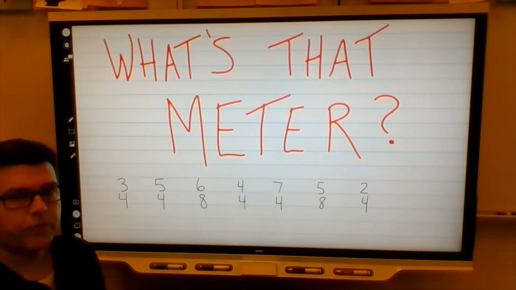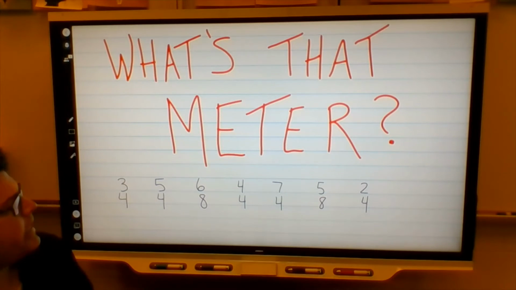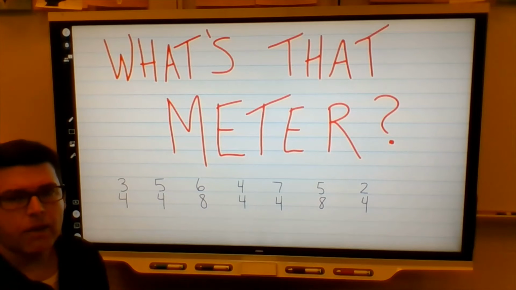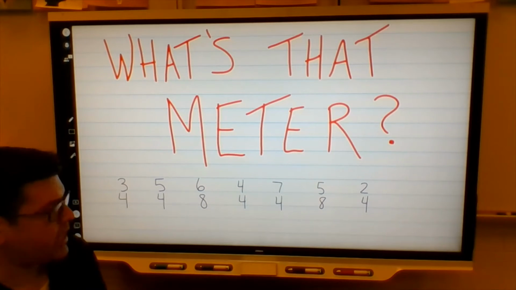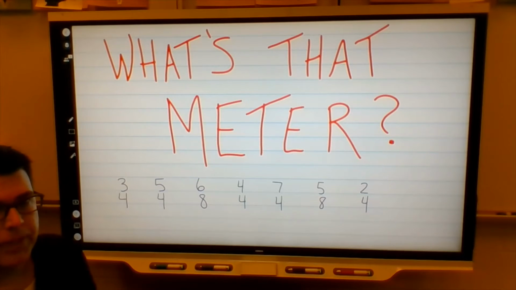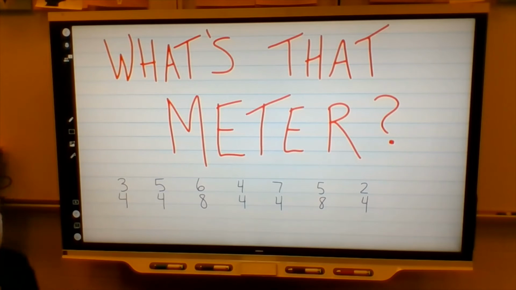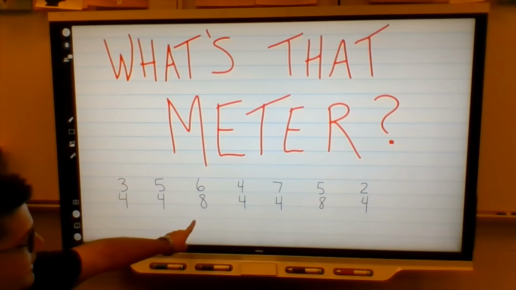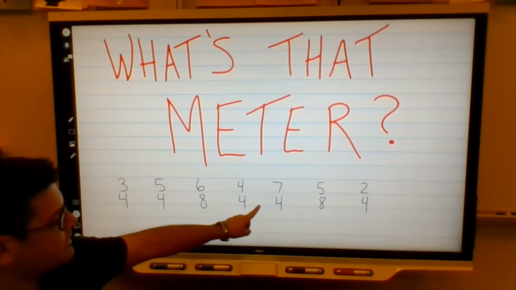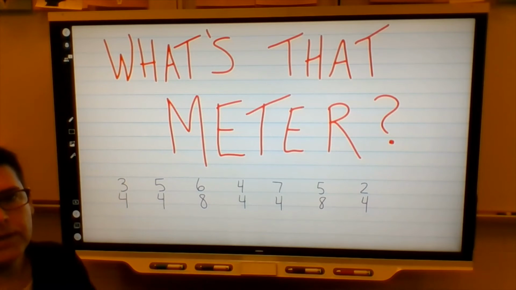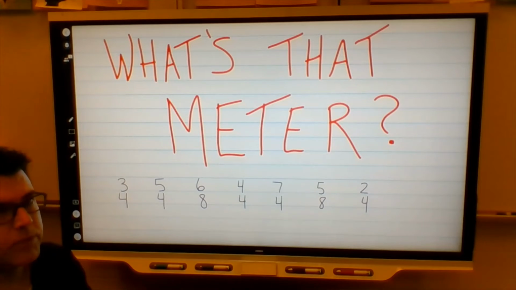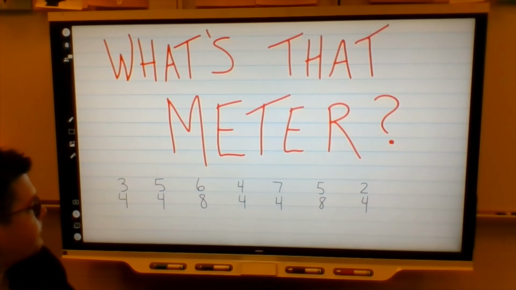Alright, it is time for a round of What's That Meter? I will play on the drums in a different meter every time, and your job is to guess which meter am I playing. You have several time signatures as choices. We have 3/4, 5/4, 6/8, 4/4, 7/4, 5/8, or 2/4. All you have to do is count how many notes am I playing in between strong beats.